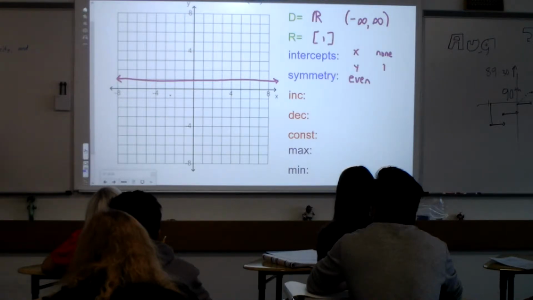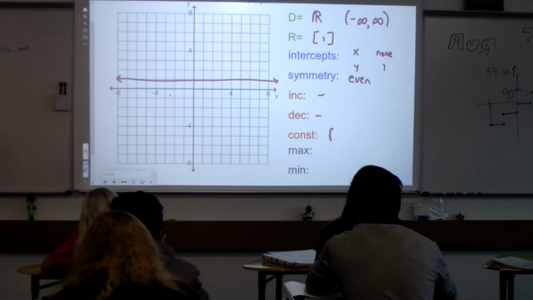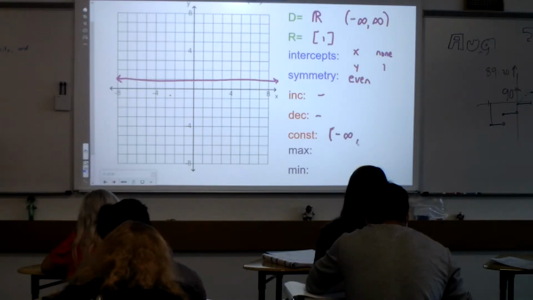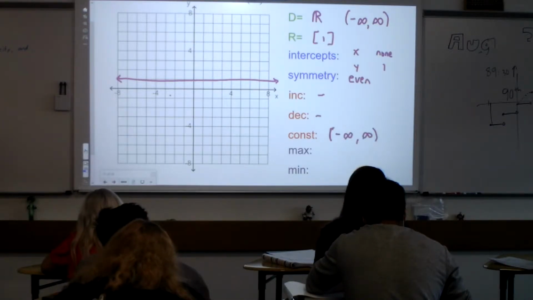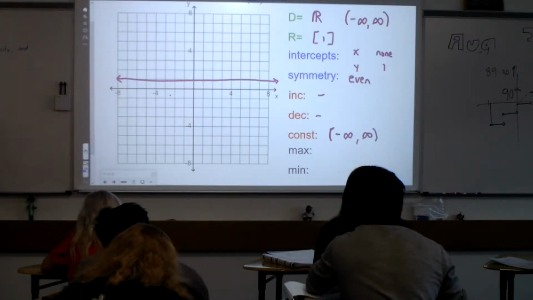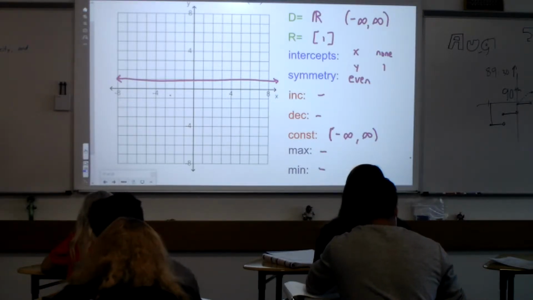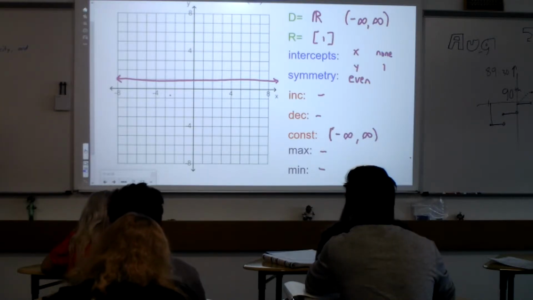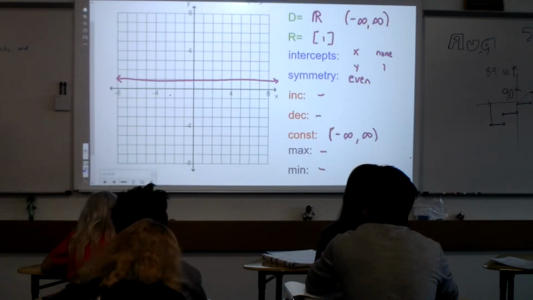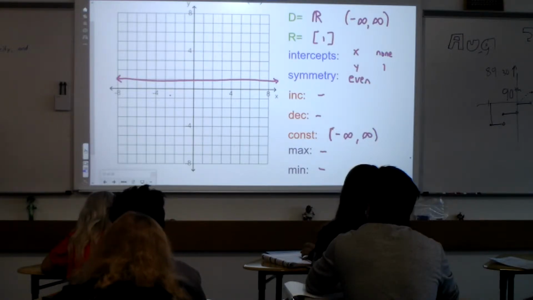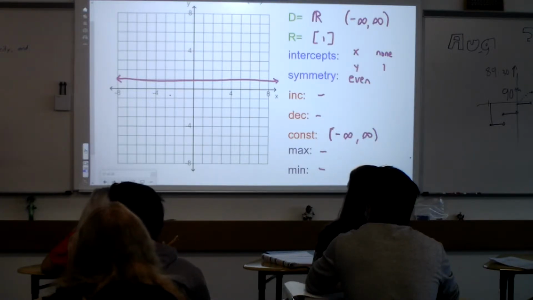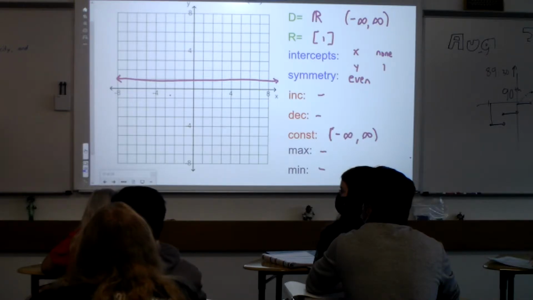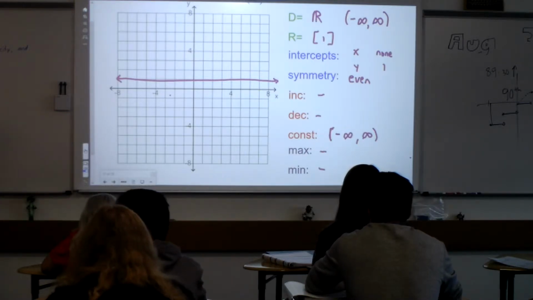All right, increasing is when it's going up. Is this going up? Nope. Is it going down? Nope, it's just constant from negative infinity to positive infinity. Are there any low points or high points? We're just going to say no, because it's just constant. Now, this is the most basic, okay? But it's important that you know the difference between a horizontal line and a vertical line. Horizontal is y equals. What is vertical going to be? X equals that one. And that will come into play later.